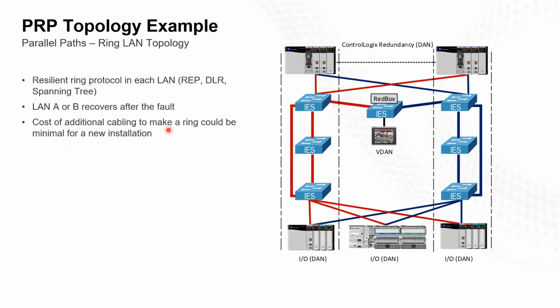So in this case, we're again showing the variations here. So we can actually do a ring. We could do a ring on LAN A, and we could do a ring on LAN B, and then once again we can bring in our panel view here through the red box switch. So again, we have the ability to be a little bit more creative here in how we do our topologies.